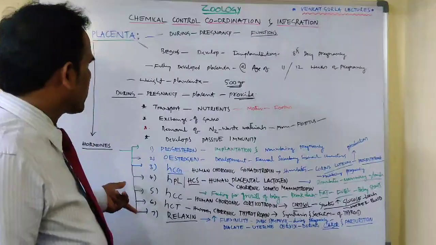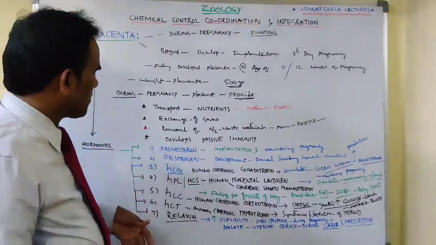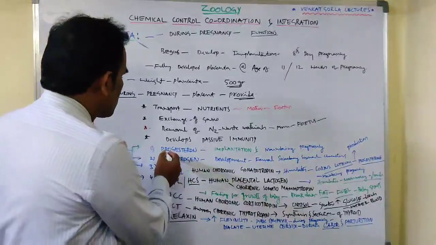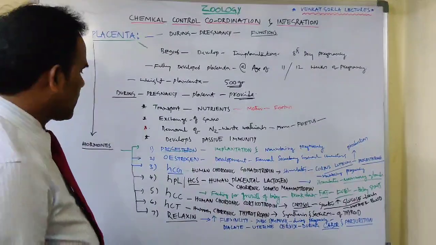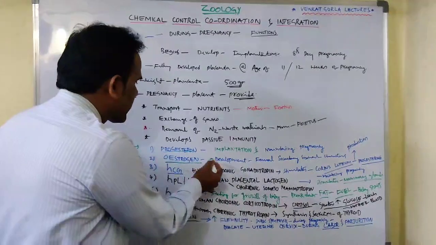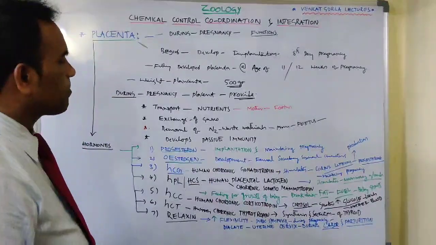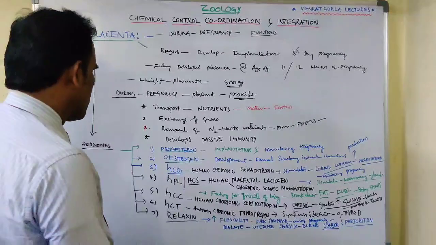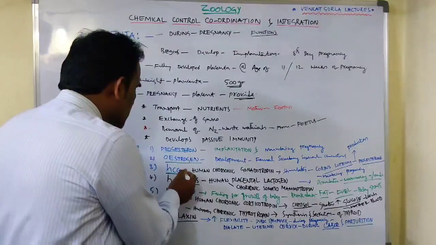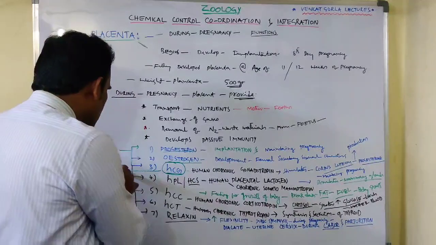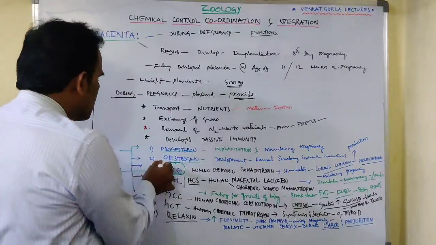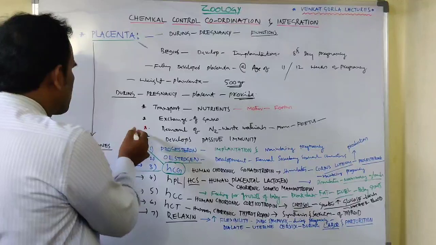This is main important. What are the hormones secreted by the placenta? Number one is progesterone, mainly concerned with implantation and the maintenance of pregnancy. Number two is estrogen. It's mainly concerned with the development of secondary sexual characters in females. Number three is HCG, a very important point. More often they ask you questions on it.